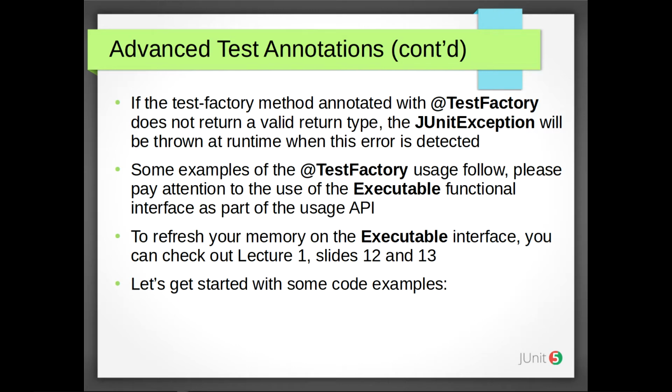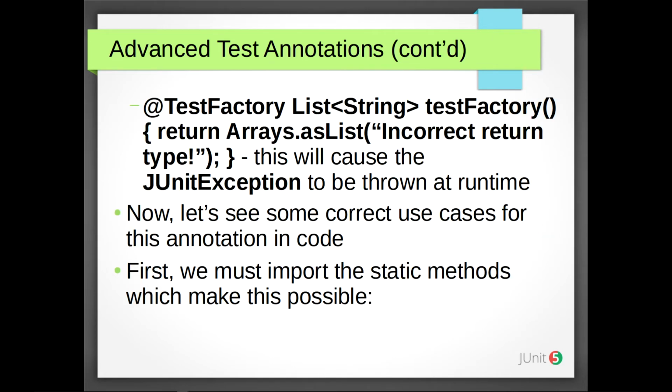So let's get started with some code examples. @TestFactory List<String> testFactory returns Arrays.asList, an incorrect return type. This will cause the JUnit exception to be thrown at runtime because List<String> is not a permitted return type.